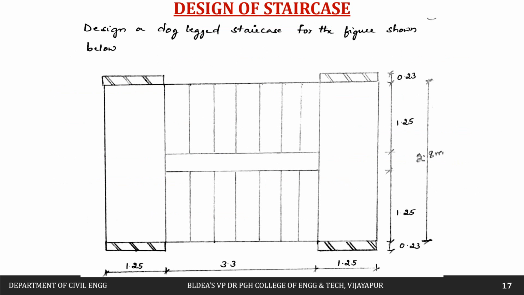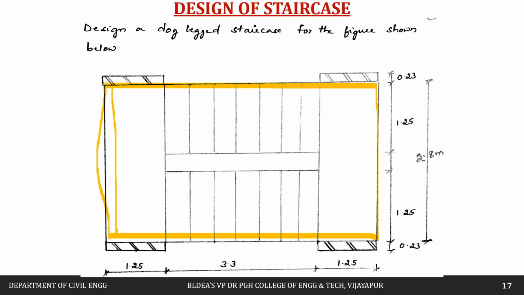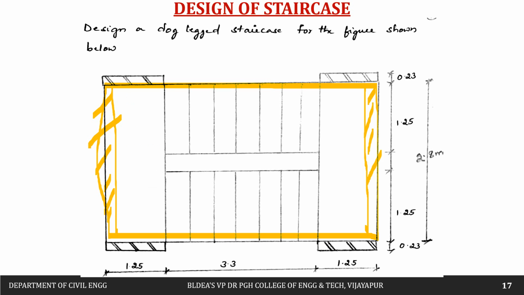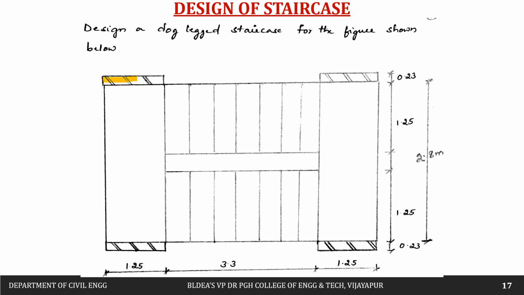So if you compare it with the previous problem, this was the staircase. In the previous problem, if you see the staircase, it was supported by the beams or walls on the end of the landing. But in this case, the landing is supported in this direction. So the landing is supported by a wall or beam in this direction. So now how to calculate the effective span? There we'll have the variation, other things will remain the same. So that is the difference between the previous problem and this problem.